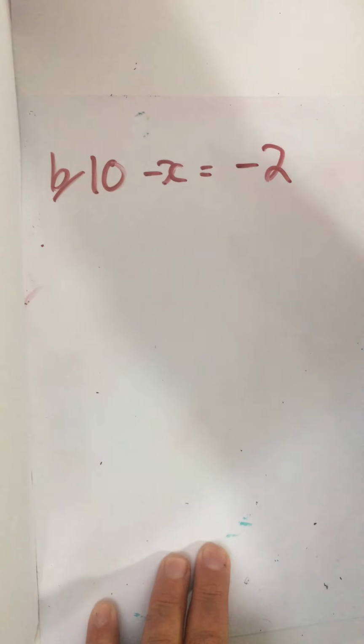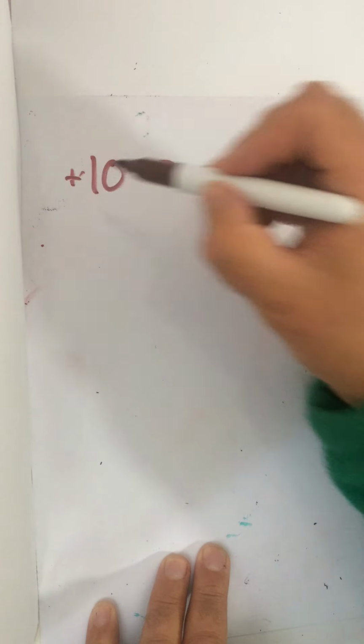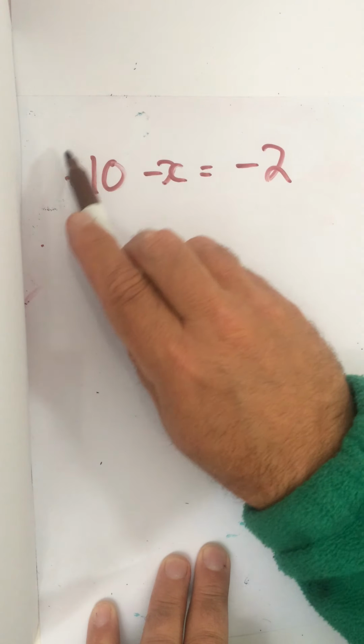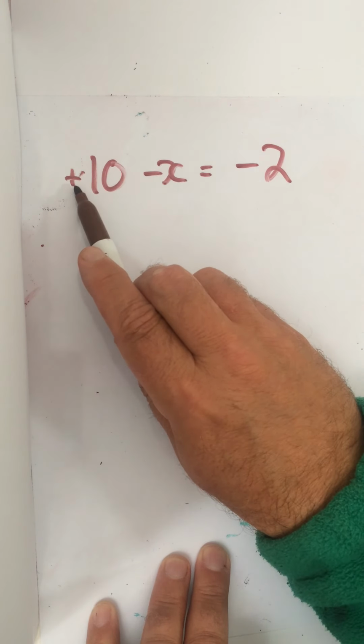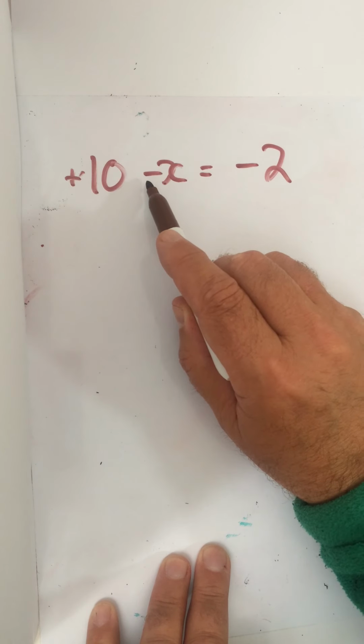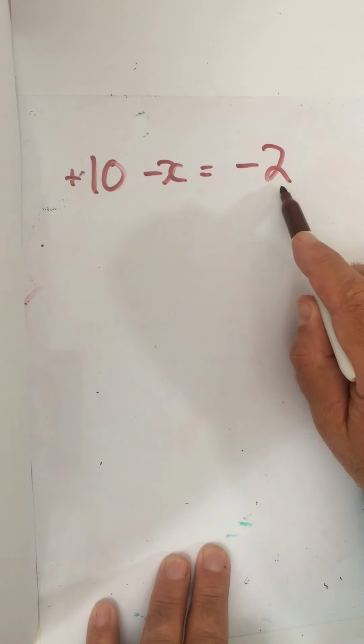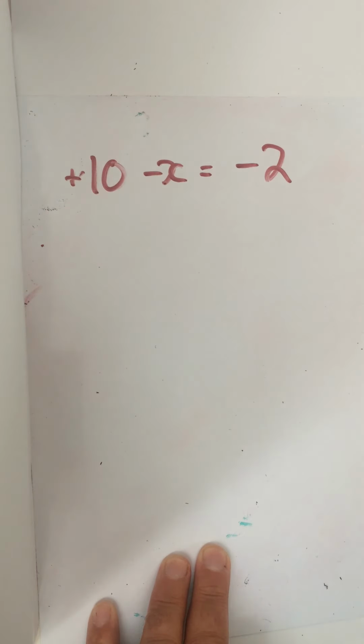Right, okay, good. So here, remember that this is a positive 10 here. There's no sign there, but when there's no sign there, it is always a positive. Now the value of this x is a minus x. Remember, the sign before it gives you the value of the number. It's the sign before it giving you the value of the number.